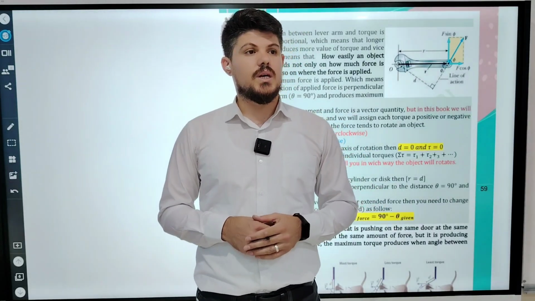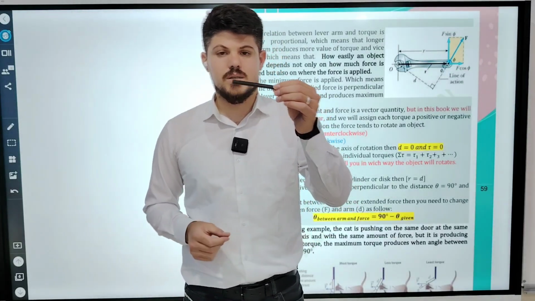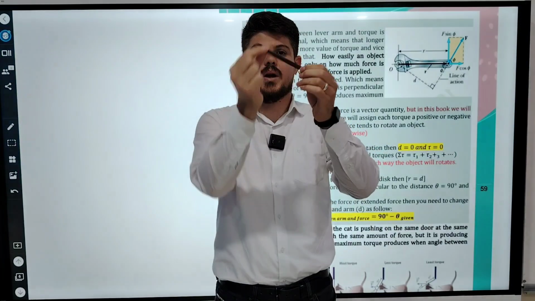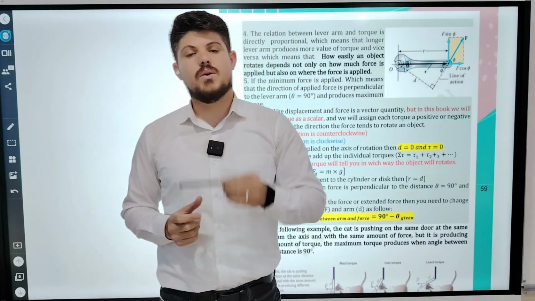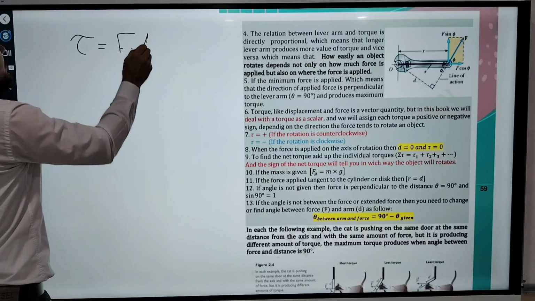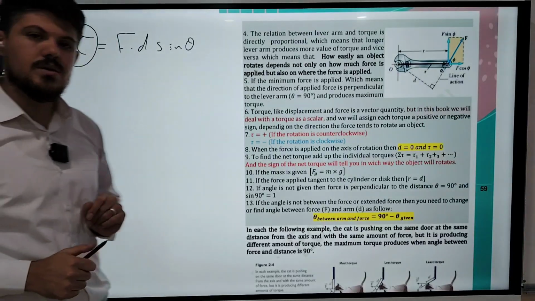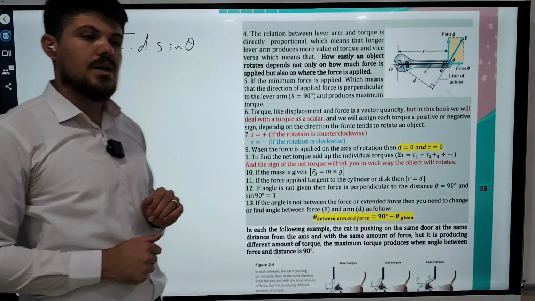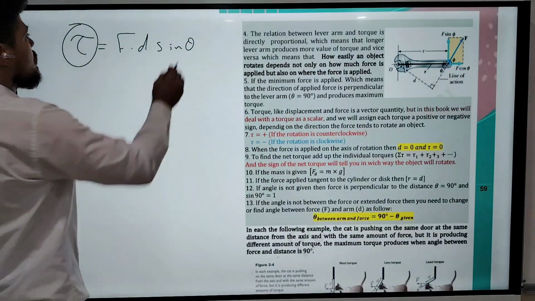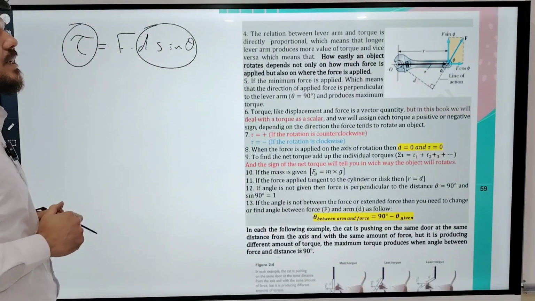But in the case of rotational motion, when a force is applied on an object and it rotates, such as this pen, when the force is applied on this pen, instead of moving, it is rotating around a fixed axis. So we can say torque is equal to Fd sine theta. What does torque depend on? The amount of the force, the distance from the applied force to the axis of rotation, and the angle between the distance and the force. You can also say the torque depends on the force, the lever arm, and the angle between force and distance.